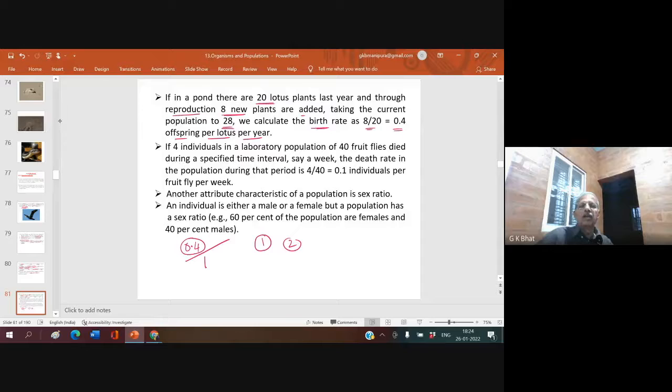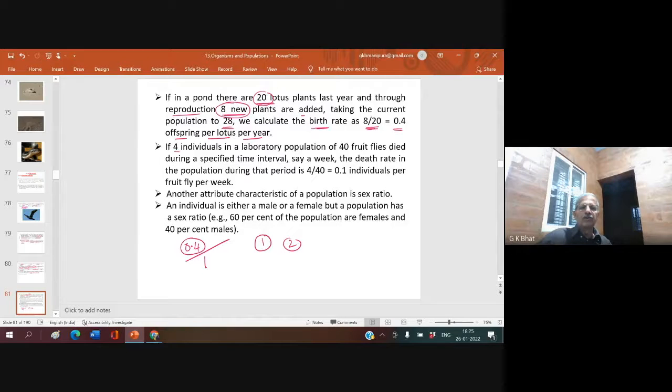That means, if there are 20 lotus plants and 8 new plants are added, among these 20 lotus plants, how many of them have added a new plant? No. 8 new plants are added means among these 20 lotus plants, 8 lotus plants might have given rise to these 8 new plants. But at the population level, we refer to it as 8 new plants added per 20 plants. So birth rate is calculated as 8 out of 20, equal to 0.4.